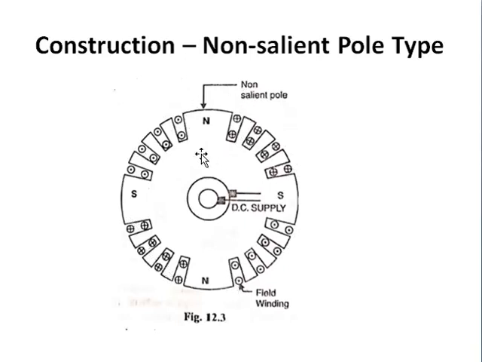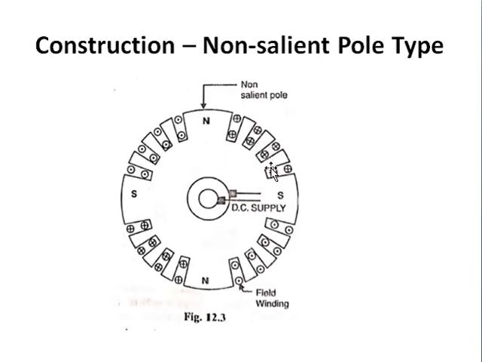On this cylindrical piece we have slots. You can see the slots here. Also there are slots here, and also there are slots here. Inside these slots we put the field winding, and all these field windings are connected in series.